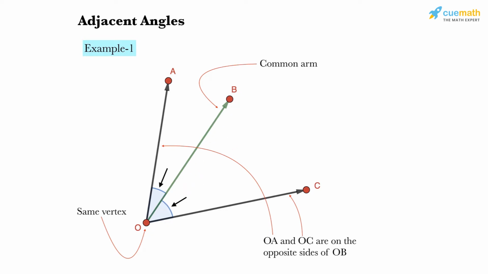So you can visualize these two angles as being right next to each other. And when two things are right next to each other, we say that they are adjacent. Therefore, we will say that angle AOB and angle BOC are adjacent angles.